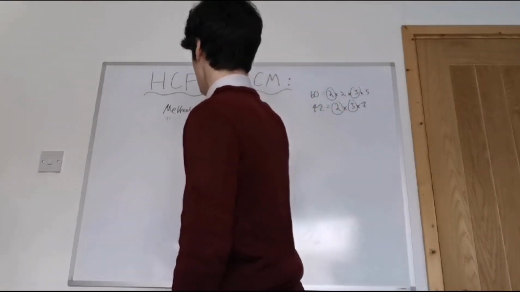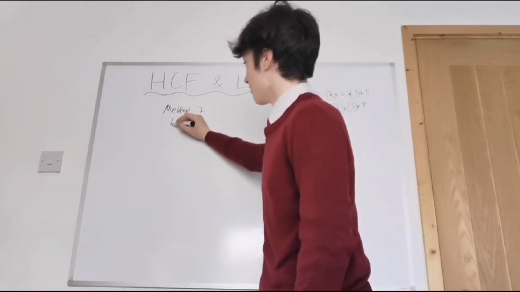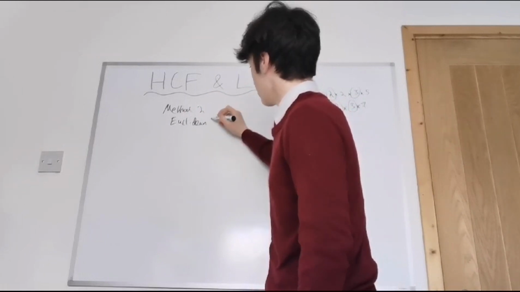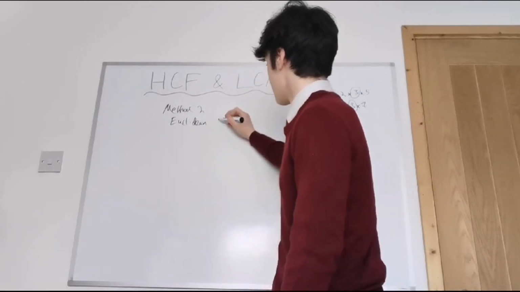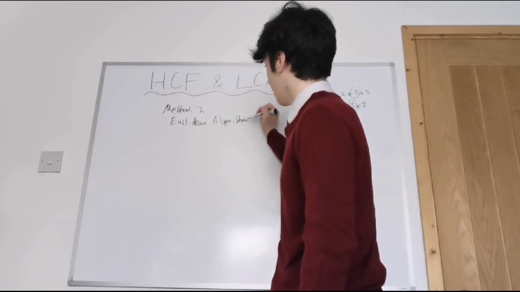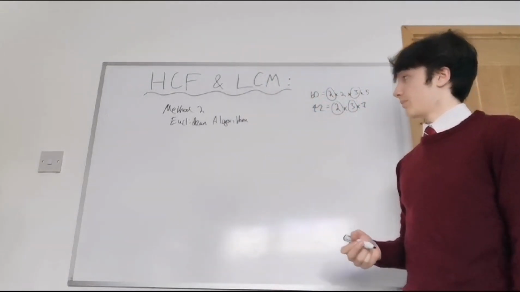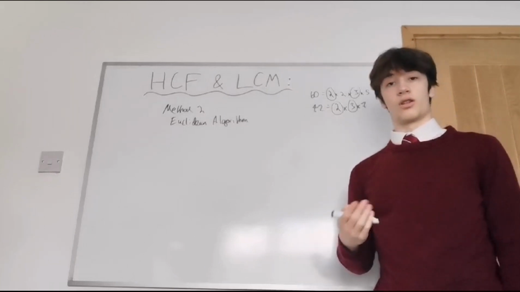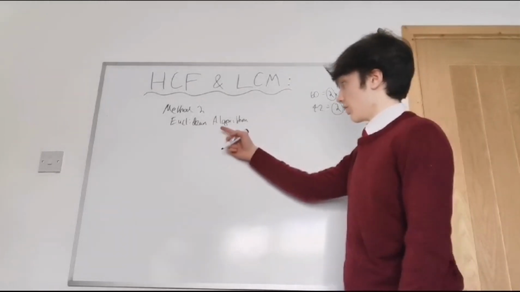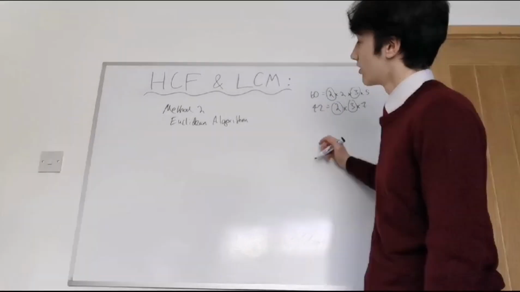Next we're going to go through method 2, which is a fancy method called the Euclidean algorithm. Euclid was a mathematician from 300 BC, and the word algorithm you might see in computers. An algorithm is usually a process or a set of steps used to solve a problem. We're going to use it to solve for the HCF of 60 and 42 first.